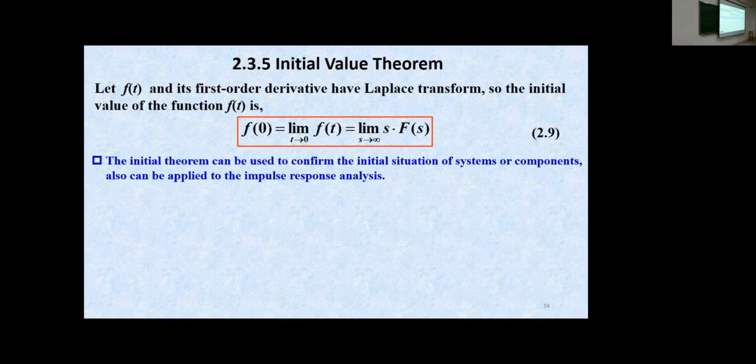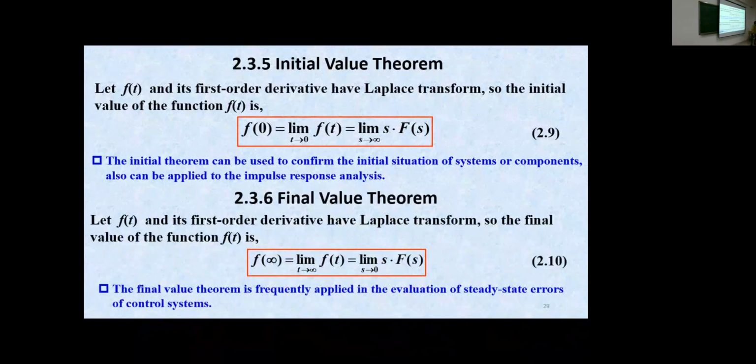The initial value theorem can be used to confirm the initial situation of systems or components. It can also be applied to impulse response analysis. So since we have initial values here, we will also have what? Final values. Think about half of these, when t tends to infinity.